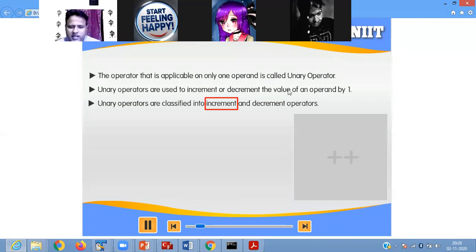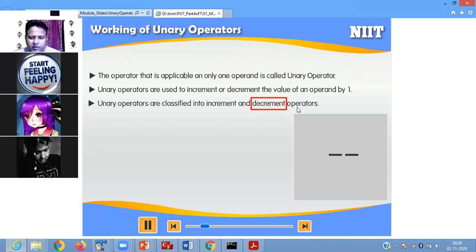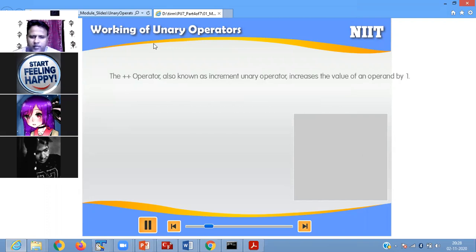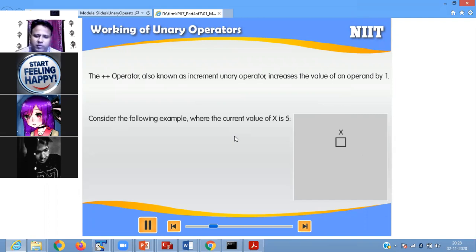The unary operator is classified into two parts. One is increment and the other is decrement operator. Increment means plus plus, decrement means minus minus. Plus plus operator is also known as the increment unary operator. It increases the value of the operand by 1. So if your x value is 5 and you write x plus plus, it increments to 6.